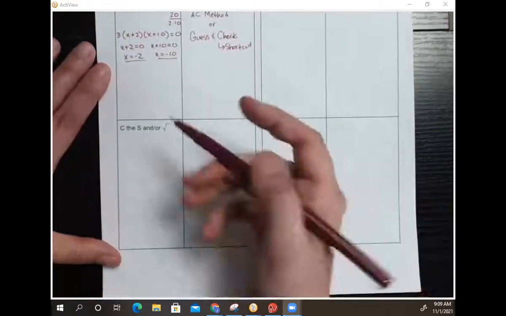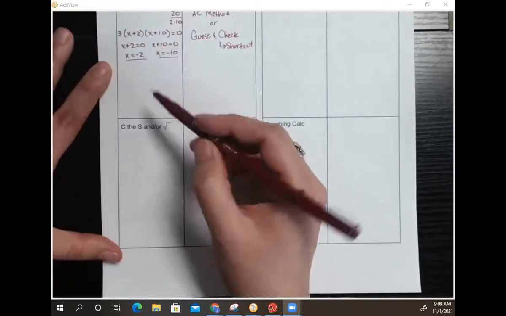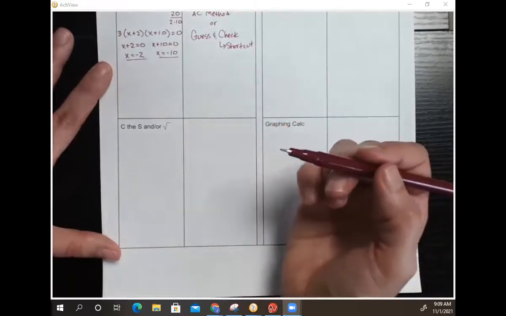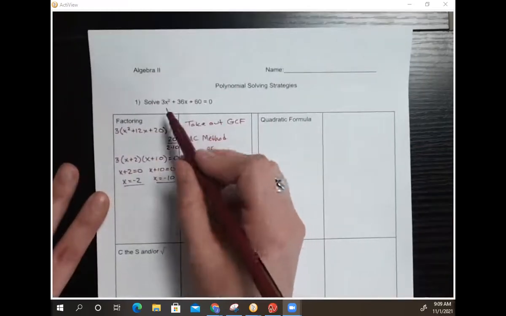Quadratic formula was our new one. Actually, let's go in order of what we learned. So the first method we talked about was factoring, and then we talked about using square roots or completing the square. Since our original function is not already written as something in parentheses squared, that means we would have to complete the square to get it into that format.